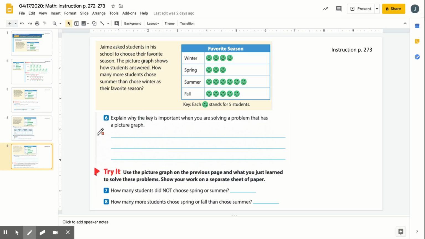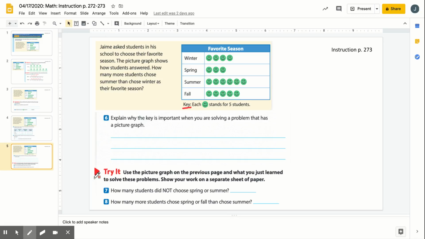Question 6. Explain why the key is important when you are solving a problem that has a picture graph. So again, we need our key down here. The key is important because it tells us the value of each symbol. The key can vary from picture graph to picture graph. Sometimes each symbol is worth 1. Sometimes it's worth 2. In this case, it's worth 5. So you need to have a key so that you know the value of the symbol.